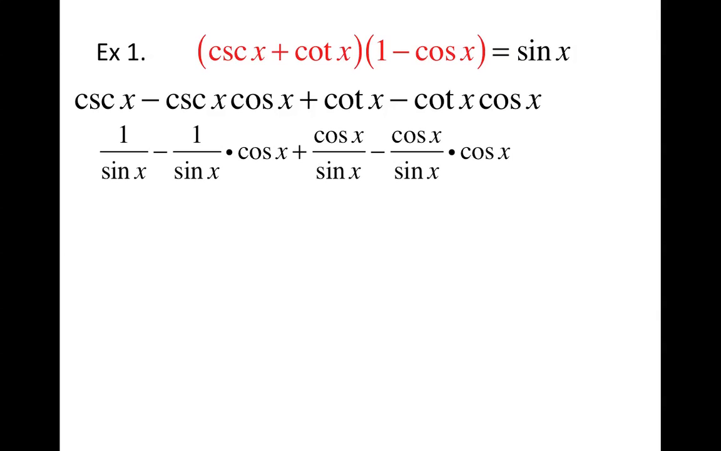You may want to note, this is my first term, cosecant. This is my second term. It's cosecant times cosine. I've changed the form of cosecant. This is my third term, which is cotangent. And my fourth term is a combination of cotangent times cosine, cotangent rewritten in a different form.